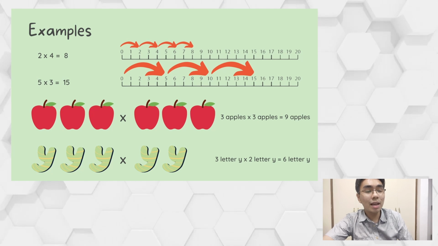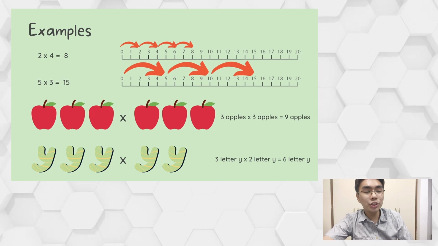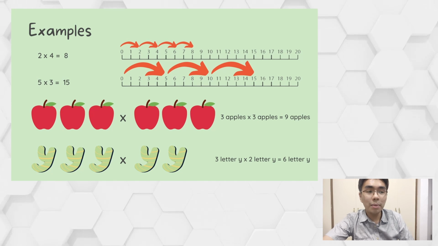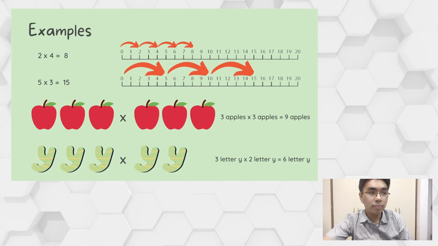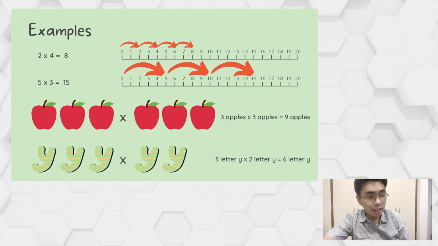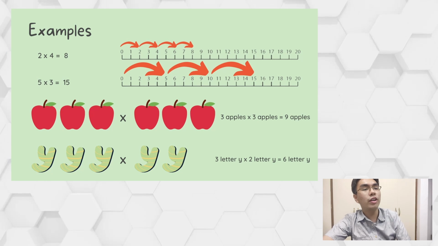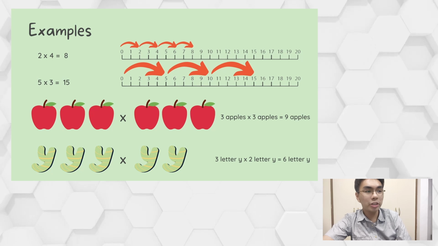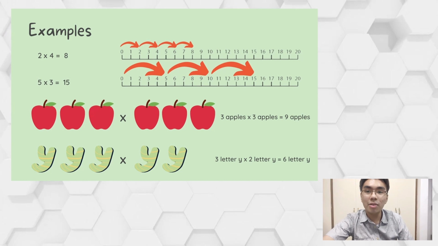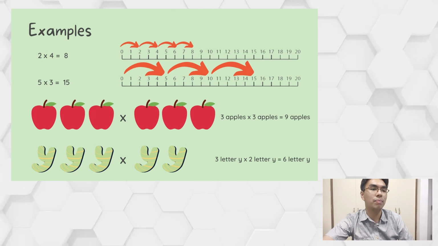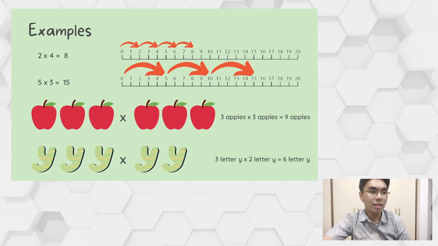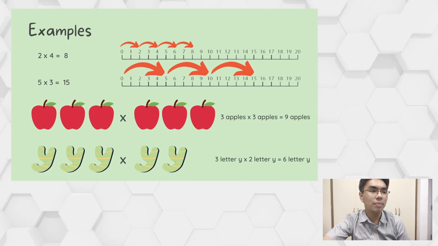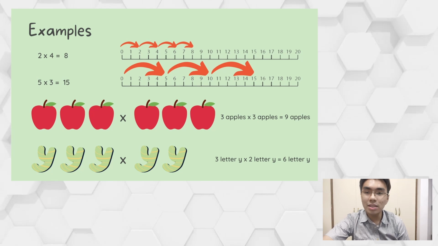Now, for the third example, 5 times 3 equals 15. Starting from 0, we count by 5 three times. So, 5, 10, 15. And that is our final answer. For the fourth example, it is just like the previous example. So, 3 apples times 3 apples equals 9 apples. And for the last example, 3 letter y times 2 letter y equals 6 letter y.